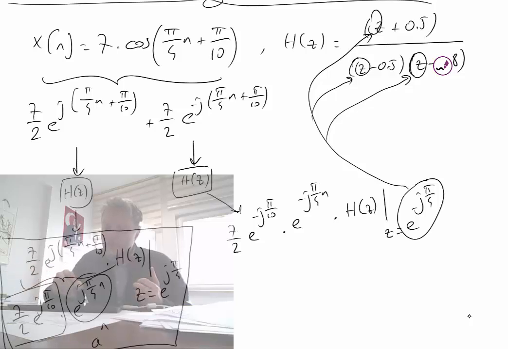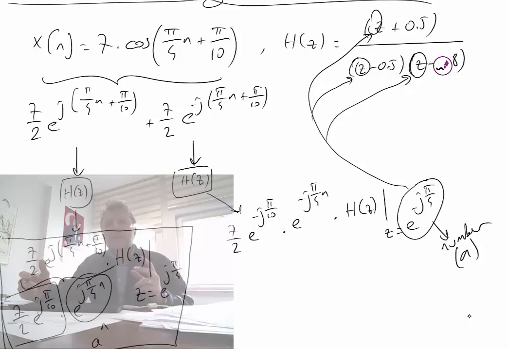So when the input is 7 over 2 e to the minus j pi over 4 n plus pi over 10, the output is again 7 over 2 e to the minus j pi over 10 times e to the minus j pi over 4 n, which is the same complex exponential, times a complex number, and that complex number is equal to the value of h of z at z is equal to that value. This is not parametric, okay? There is no z, there is no omega, no nothing. This is just a number. It's a number a. So h of z at z is equal to a is also nothing but a number. And you're supposed to attack these problems this way.